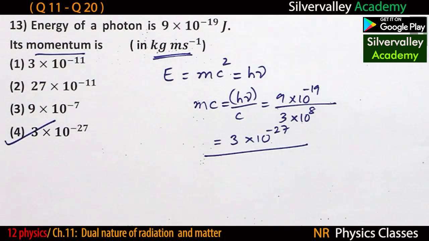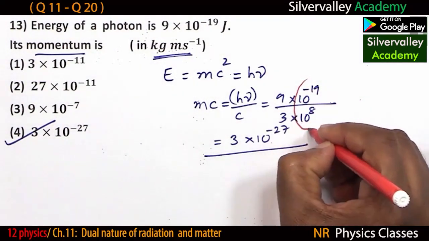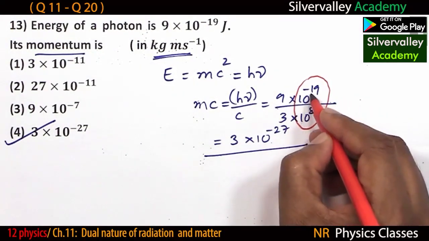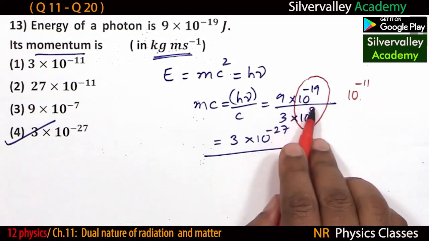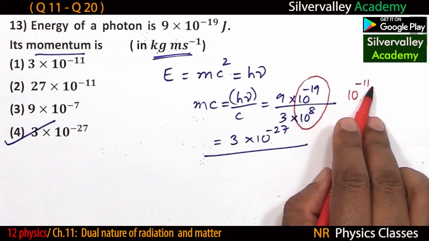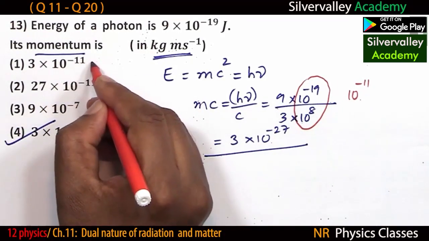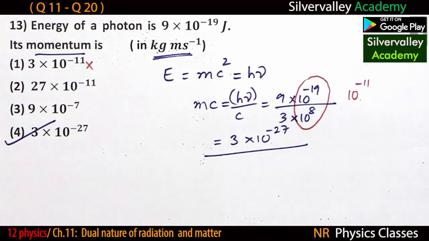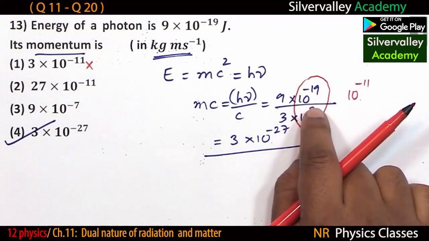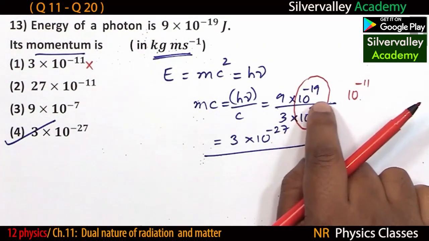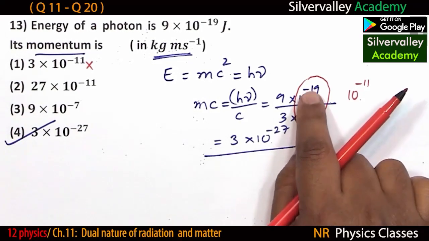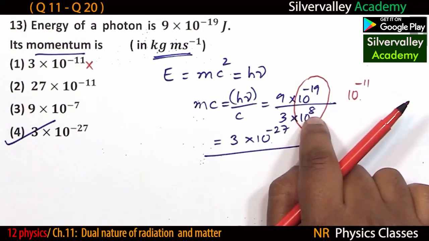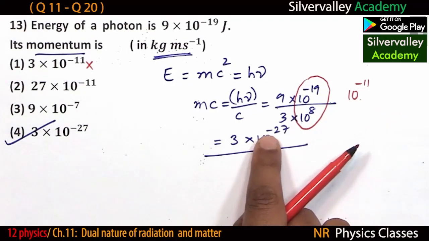This is the common mistake. When students are simplifying this, they write this ratio as 10 power minus 11, 19 minus 8 is minus 11. That option is also here, but this is wrong. So when you get numbers like this, you should always remember that we may go wrong here. We should be careful while dealing with this negative sign. So here in this case, it is minus 27.